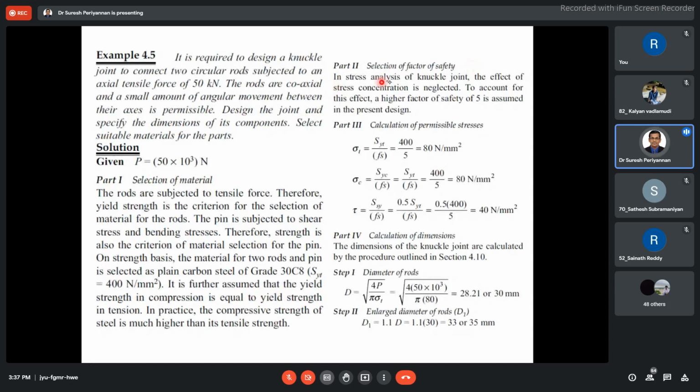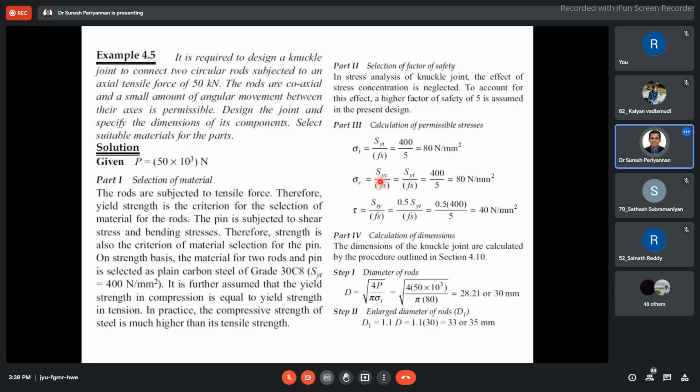In stress analysis of the knuckle joint, the effect of stress concentration is neglected. Whatever formulas we derived for the design of the dimensions of the components, we assumed the stress concentration factor is neglected. Even though those holes are there, we didn't consider the stress concentration factor. Here a higher factor of safety of 5 is assumed for this design.